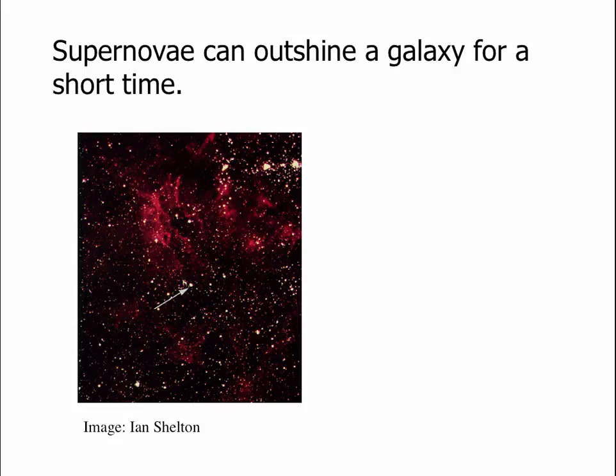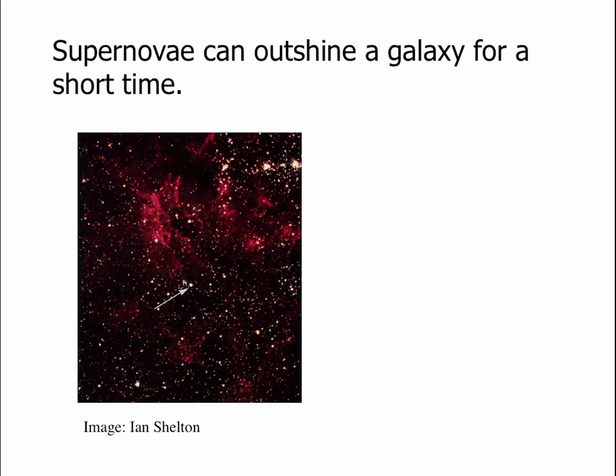A supernova is bright enough that for a short period of time, the supernova outshines an entire galaxy. So here's an example. This is a picture of some stars in a neighbor galaxy to the Milky Way called the Large Magellanic Cloud. And the arrow points to a star. This is a picture from early 1987, and that star, it's still alive.